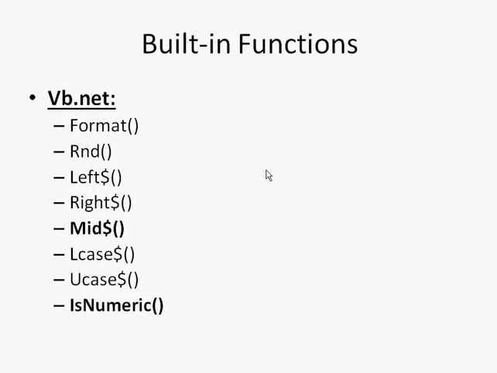So here are some examples. The format function might format text into a particular format for us. The RND function might return a random number, and as with any functions, you pass in parameters. So on the RND function, you probably pass in a start number and an end number, and it will return a random number between the start and the end number.